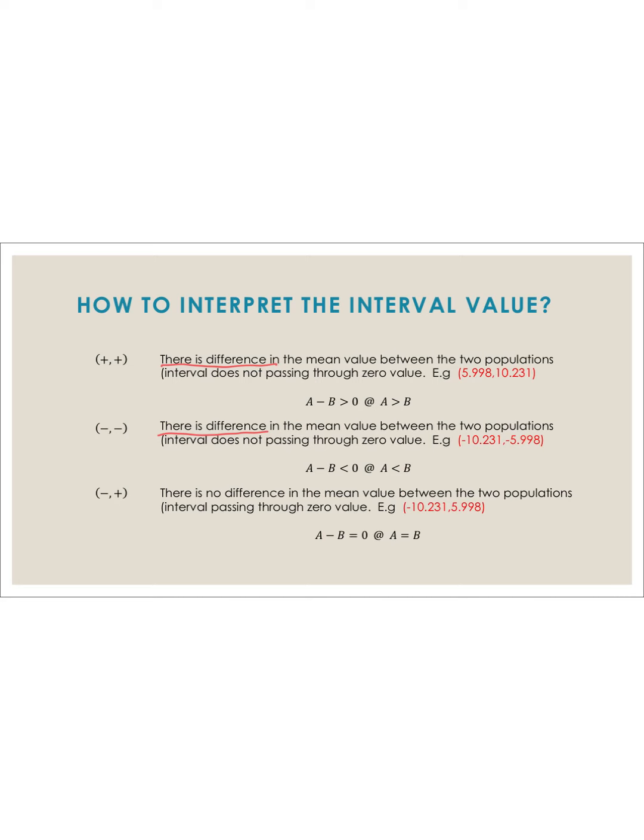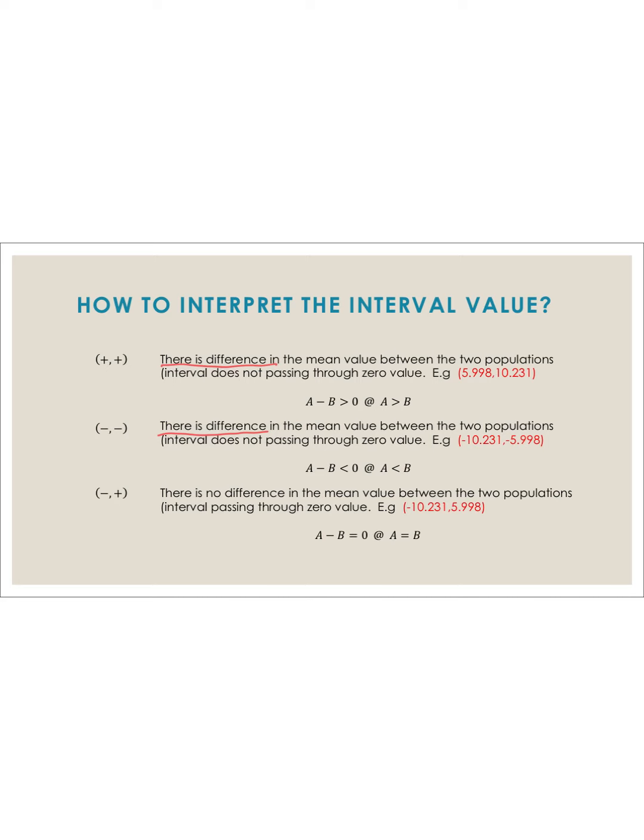Okay. But if you get interval dia negative and positive value, contoh negative 10.321 and 5.998, sini negatif, sini positif. So apa yang kita boleh kata, there is no difference in the mean value between the two population since the interval passing through the zero value. Maksudnya mean population A are equal mean population B, no difference between A and B.